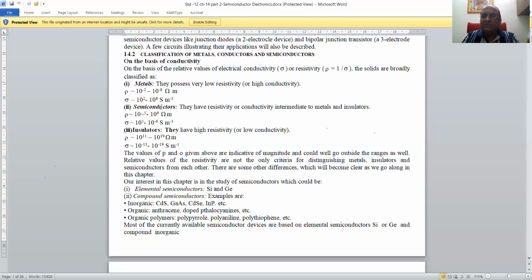Okay, so if we think about resistivity of such materials, then that is of the order of 10 raised to 11 to 10 raised to 19 ohm meter, and conductivity, that is 10 raised to minus 11 to 10 raised to minus 19 Siemens per meter. But some materials available in the nature have moderate resistivity and moderate conductivity.